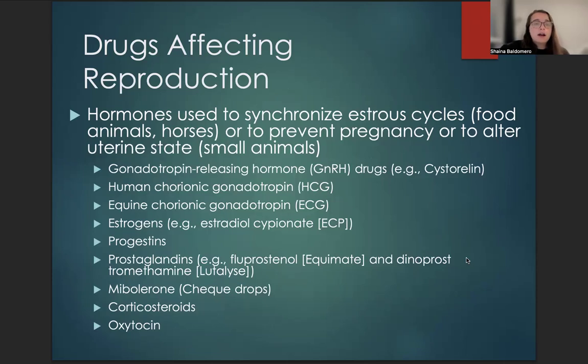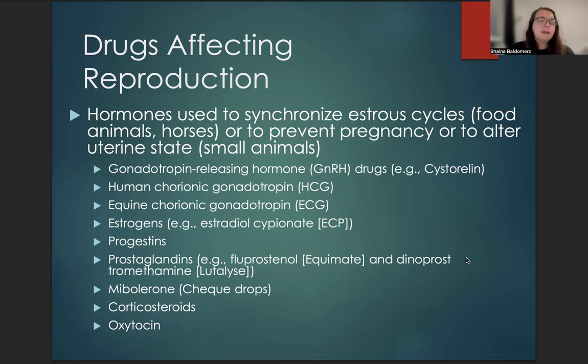Okay, we are going to talk about drugs affecting the reproductive system. So, we're looking at hormones here. Hormones that naturally occur in the body, but we can also give artificial versions of these hormones if needed. We give hormones to help synchronize estrous cycles, to either prevent pregnancy or to alter the uterine state. We also use hormones to get animals pregnant or to induce them for labor. We use a lot of these hormones for a lot of different purposes in reproductive medicine.